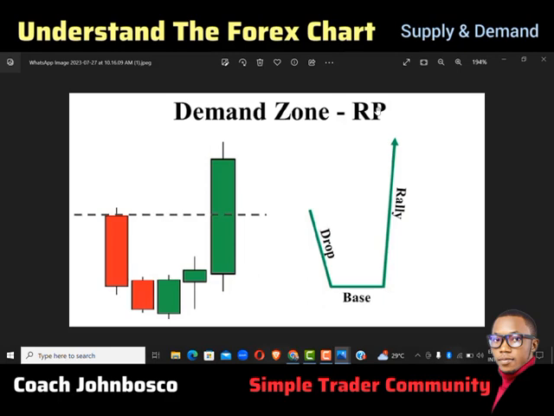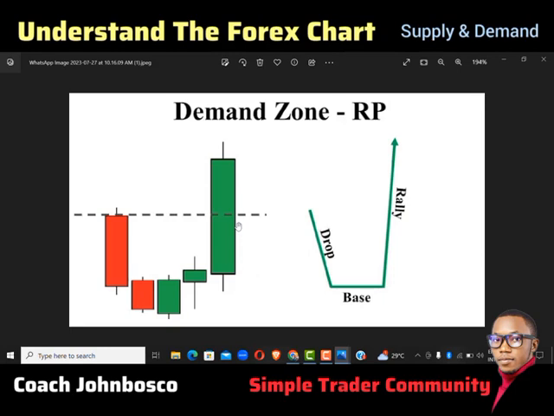Some people will call this thing order block. Some people will call this thing institutional candles. Some people have a lot of names. But the simplest term is supply and demand, and support and resistance. Personally, I'm more familiar with supply and demand, but if you're familiar with support and resistance, it's still the same thing.